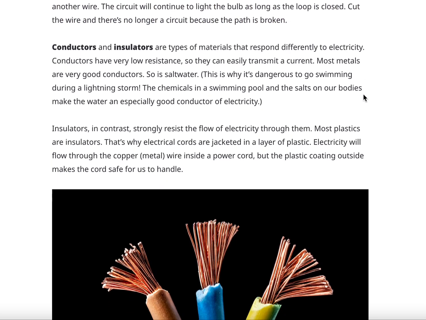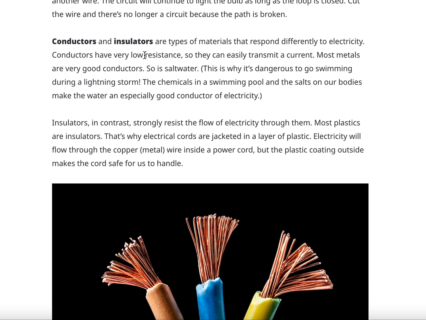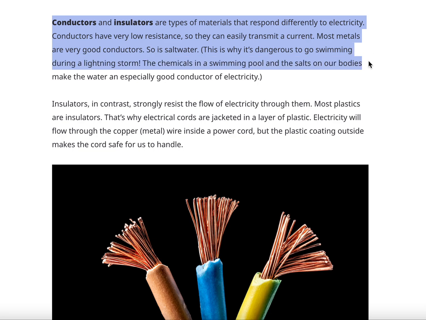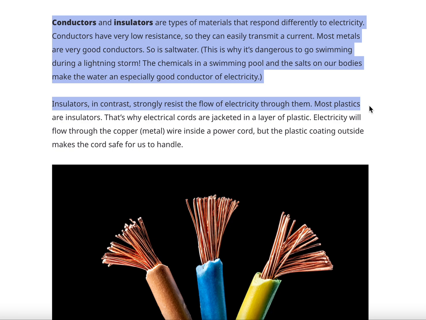You may remember that we talked about conductors and insulators when we were talking about heat. Well, now we're talking about electrical conductors and insulators. Conductors and insulators are types of materials that respond differently to electricity. Conductors have very low resistance, so they can easily transmit a current. Most metals are very good conductors. So is salt water. This is why it's dangerous to go swimming during a lightning storm. The chemicals in a swimming pool and the salts in our bodies make the water an especially good conductor of electricity.